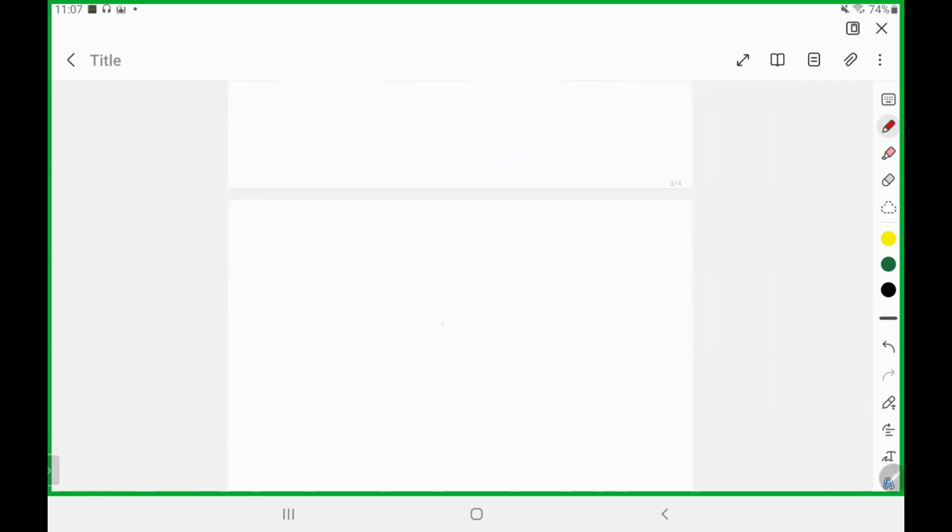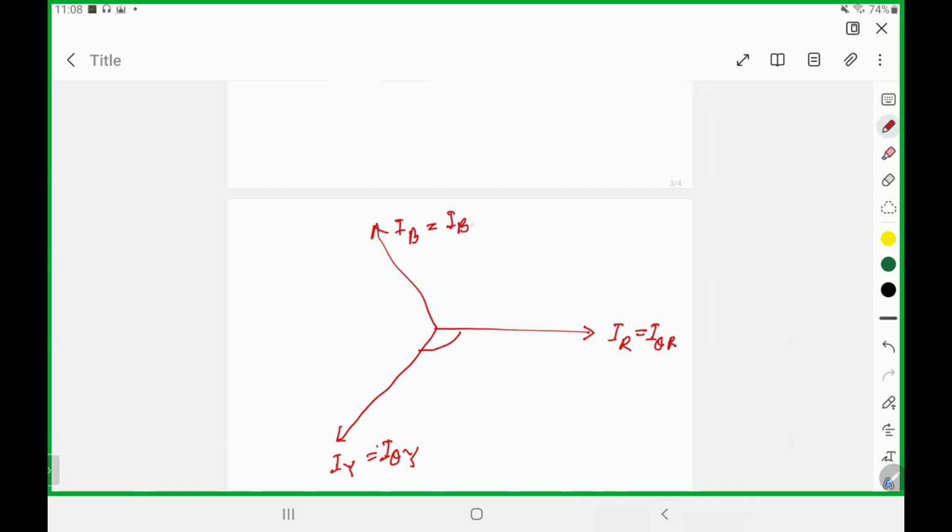So you just need to find out, we have found one of the line currents, so I can write this is my IR, and this is also my IθR. The other quantity will be 120 degrees apart, so that will be IY or IθY. And the other quantity will be IB, or IθB. So there is no separate line quantity and phase quantity, because they are the same quantity and the angle is also the same.